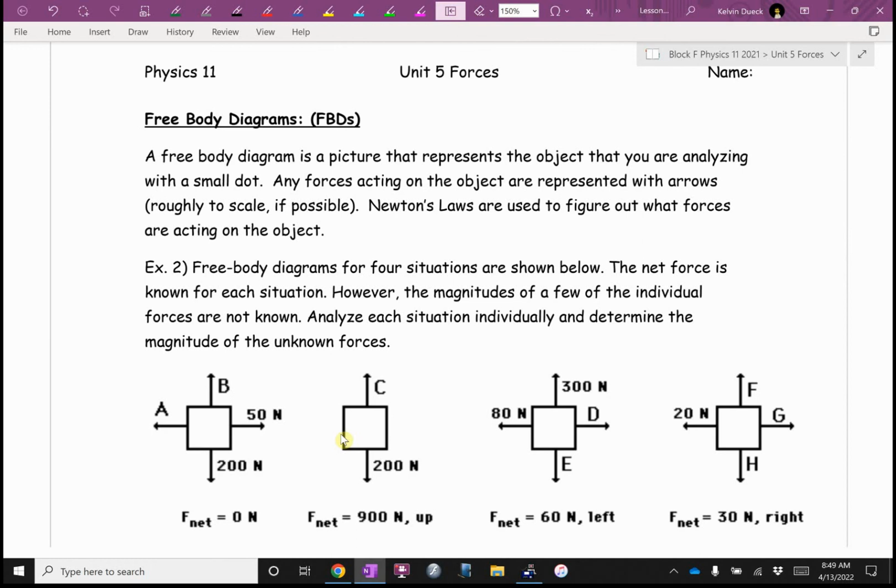If you know one force is bigger than another force, make the arrow obviously longer than the other arrow. If you know two forces are the same size, eyeball them, make the arrows the same size. So you don't need to use a ruler and measure, roughly to scale. Okay? You guys here? You with me? Okay. And then we're going to use Newton's laws to figure out which forces are acting on the object.